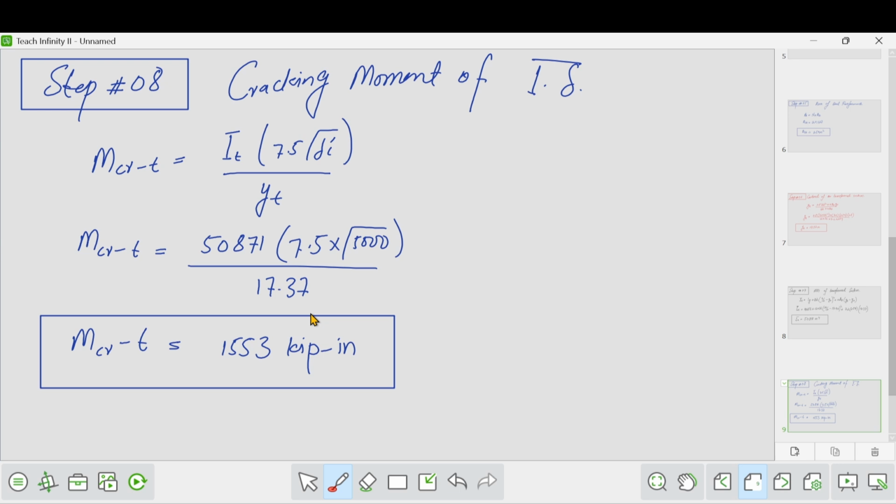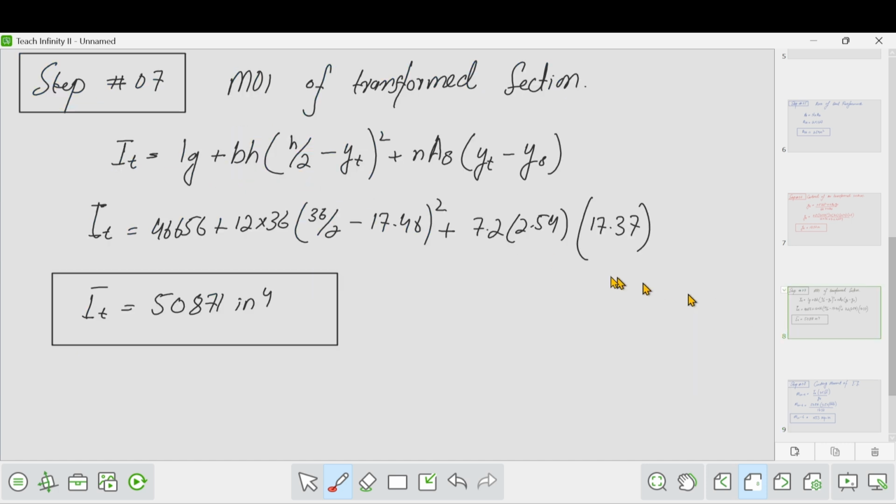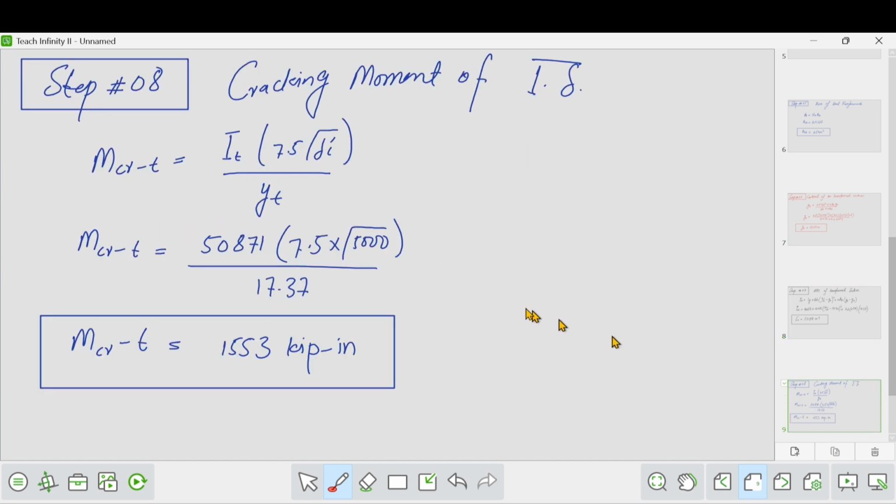Now I will determine the cracking moment based on the transformed section properties. So f'c is given, which is 5000, and the moment of inertia of the transformed section, which we have calculated here, and yt, the centroid of the transformed section. So the cracking moment of the transformed section is 1553 kip-inches.